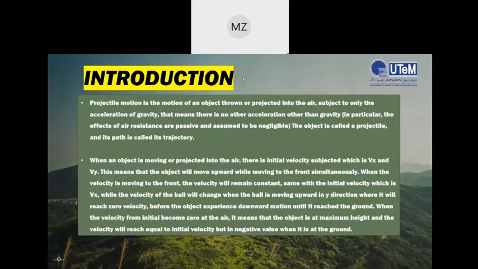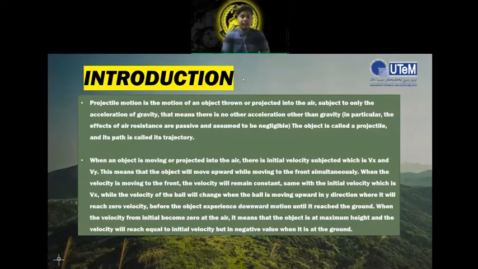When an object is projected into the air, there is an initial velocity with components Vx and Vy. This means that the object will move upward while moving to the front simultaneously. In the forward direction, the velocity will remain constant, the same as the initial velocity Vx, while the velocity of the ball will change in the y direction, where it will reach zero velocity before the object experiences downward motion until it reaches the ground.